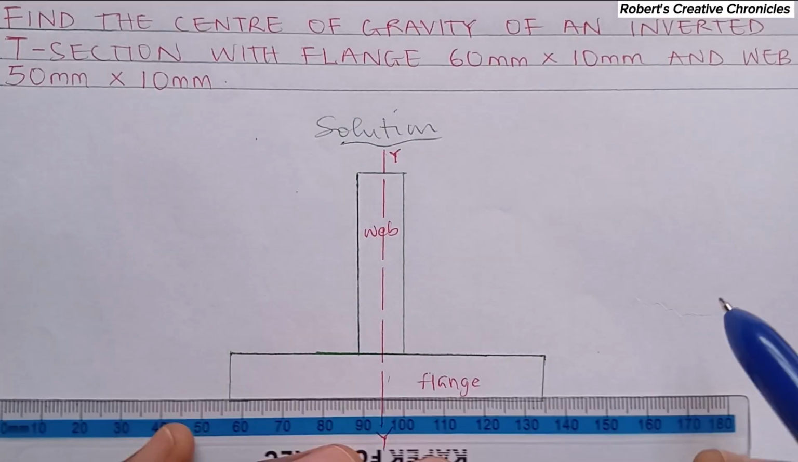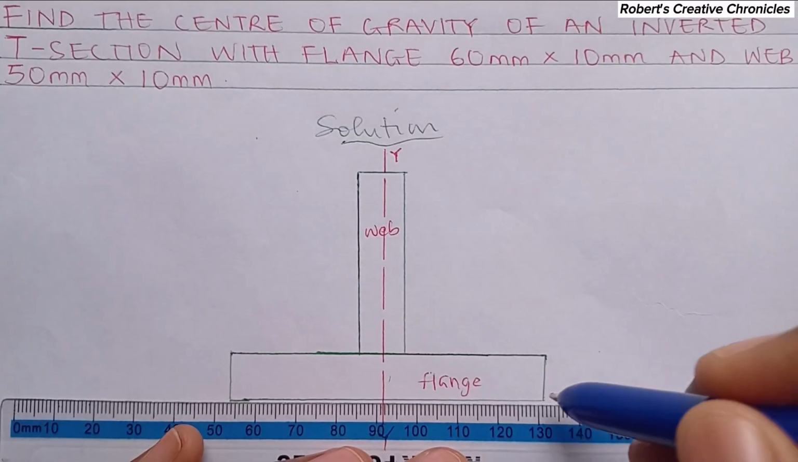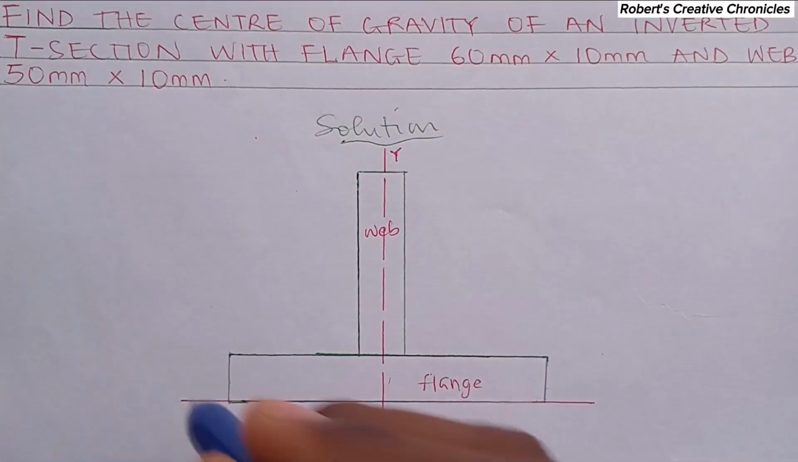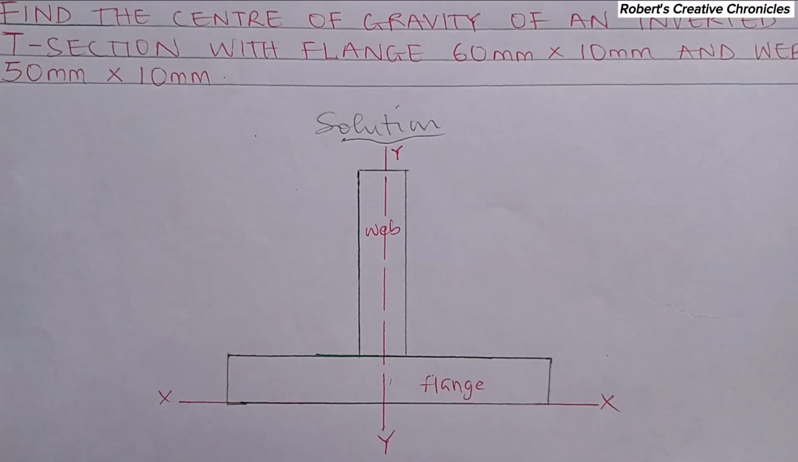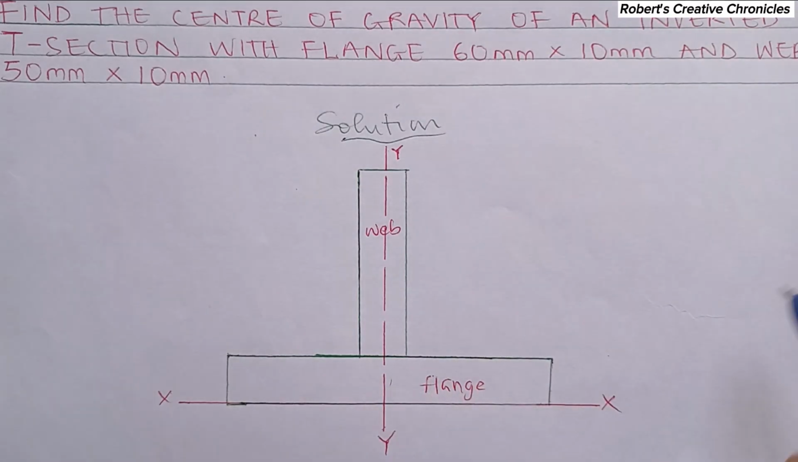The x-axis, we can put it at the bottom here, or we can also put it at the top, anywhere you want to put it. You still get the correct answer for the center of gravity. So we'll put the x-axis as our reference axis. Then let's put the dimensions.